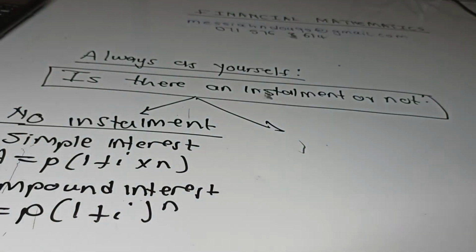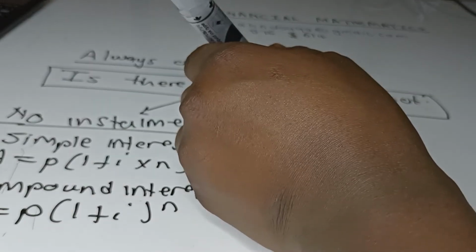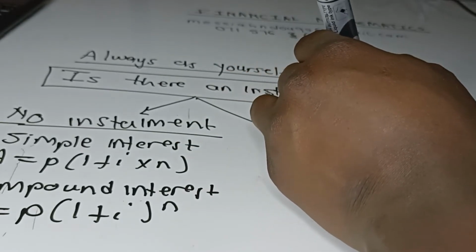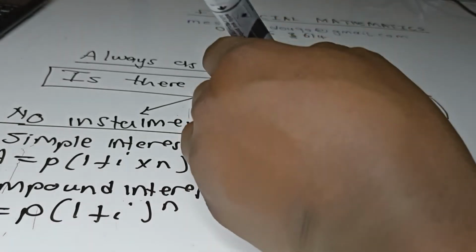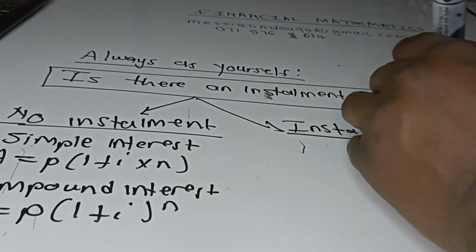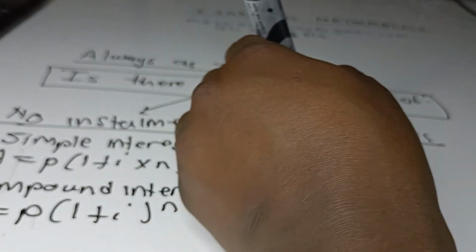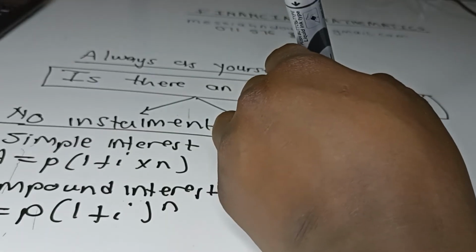Then let's take it that there is an installment in the information. The information involves an installment. Where an installment is involved, we have two formulas as well. One formula is the future value.